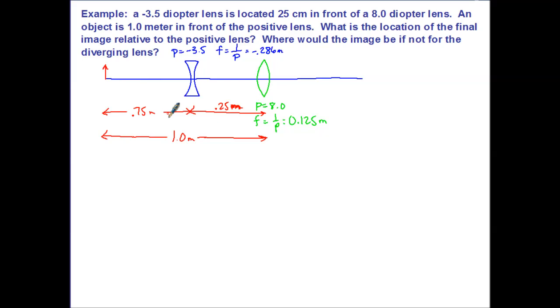Let's see, what is the location of the final image relative to the positive lens? So the light source, let's go ahead and just draw some rays here.